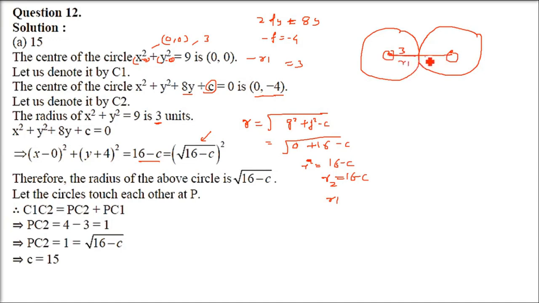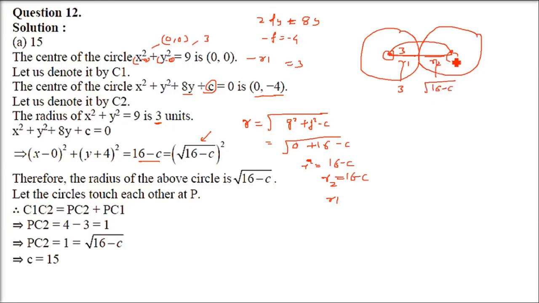So this is 3 and this is r2, which is under root 16 minus c. When you add them, it will be equal to the distance between these centers. So we'll use the distance formula here, that is the distance between (0, 0) and (0, -4). This one was 3, this is under root 16 minus c.